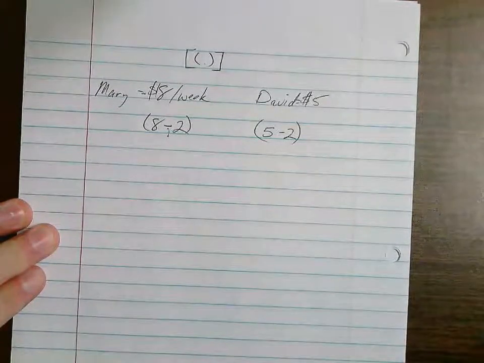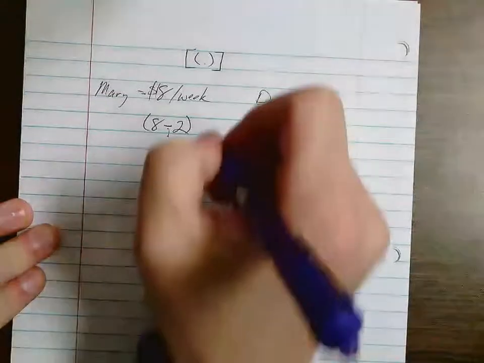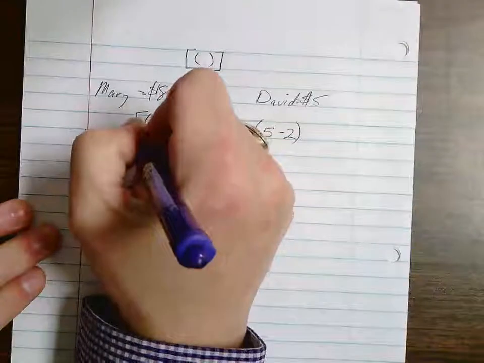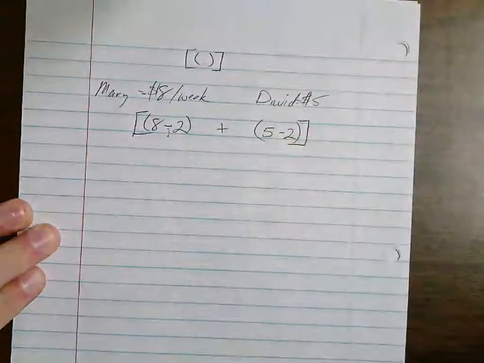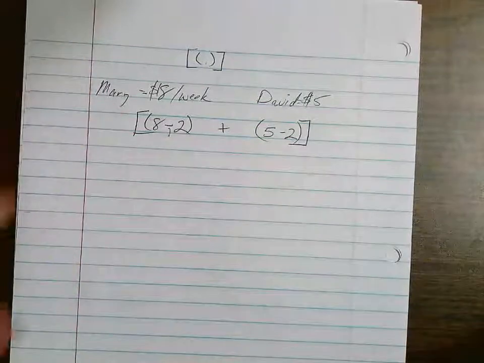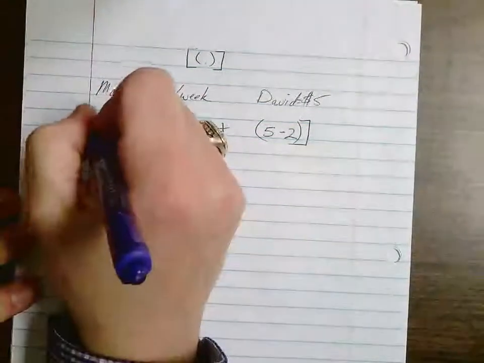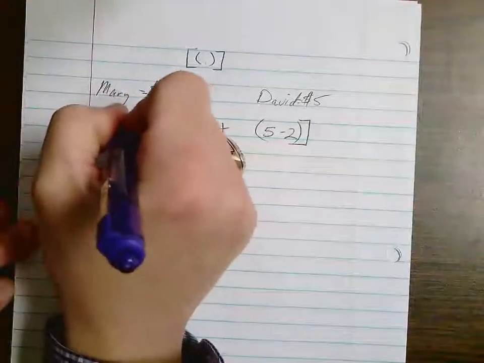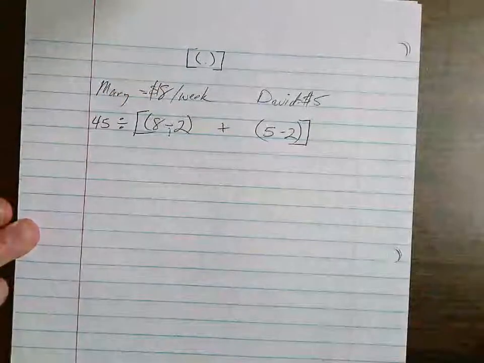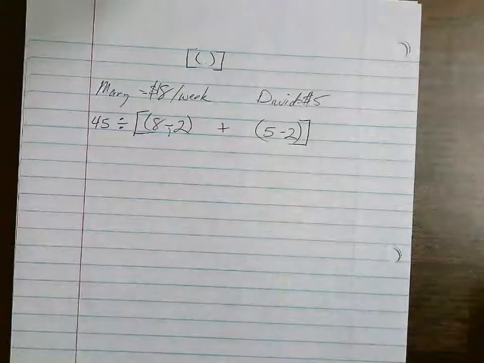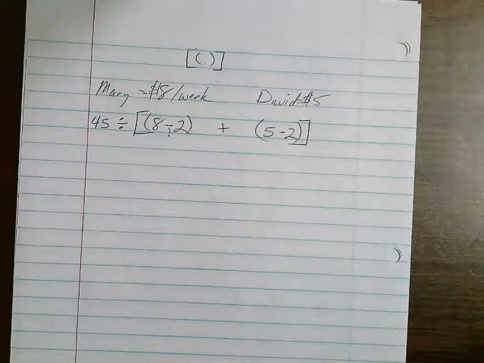So if they're going to put their money that they've saved together, well, then wouldn't we need to add those numbers? And then if we're going to use this to divide up the amount of money they need to save, we need to put brackets around that. And the amount of money that we're dividing is 45. So basically, we want to find out how long it takes for Mary and David together to save up enough money to buy a $45 video game.